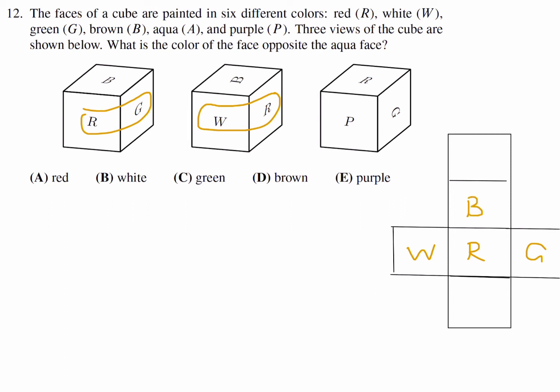And then what else have we been shown here? It looks like P is below the R, and G is to the right of the R. So P goes here. The only color I haven't placed is aqua, so aqua goes here. Now in your mind, close this shape, make it into a cube, and when you do, what would be opposite the aqua? Well, if this is the top, aqua would be the bottom face. So opposite the aqua is R, which is red. So number 12, the answer is A.